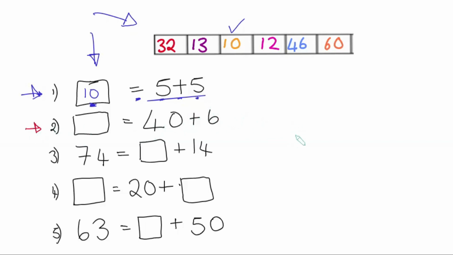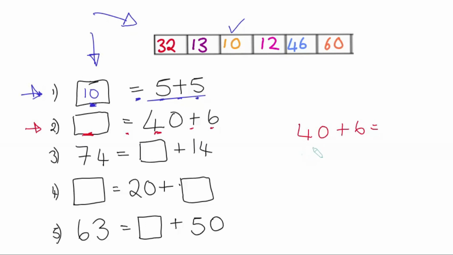Okay, so let's move on to number 2. It gets a little trickier, but let's just take our time. Let's read it as if we were reading a sentence in a book. Something is the same as 40 plus 6. So let's pop 40 plus 6 here. What number is the same as 40 plus 6?